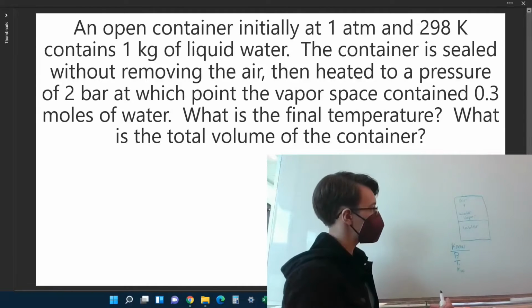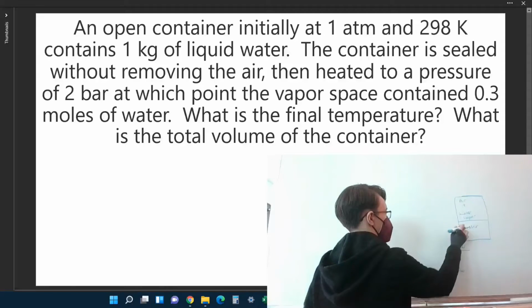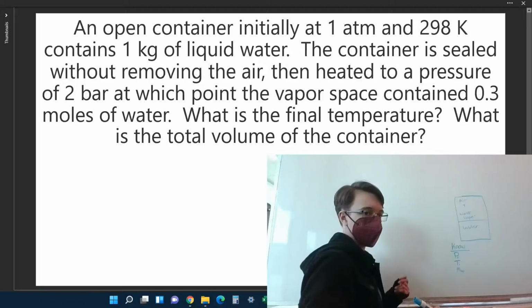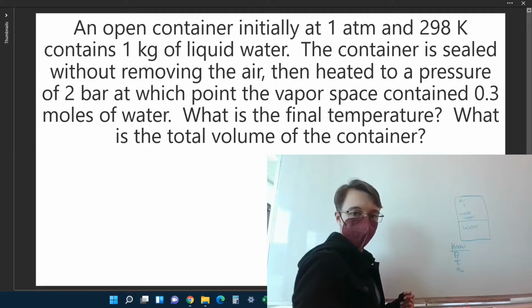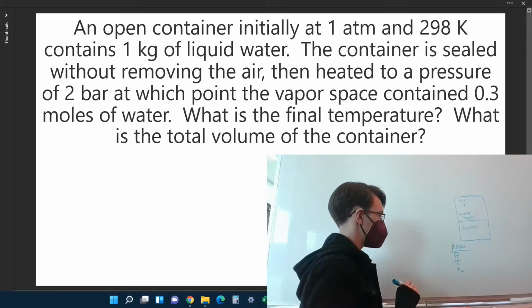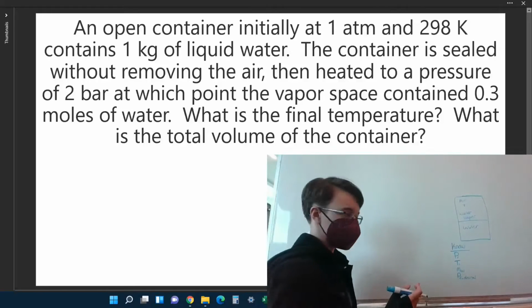Alright, so then the container is closed up. So we've got air trapped inside, water vapor and water, and then the entire system is heated up until it reaches a pressure of 2 bar. So we know what the final pressure should be. We're going to write this one as pressure final desired because of the way that we're going to be solving this problem.